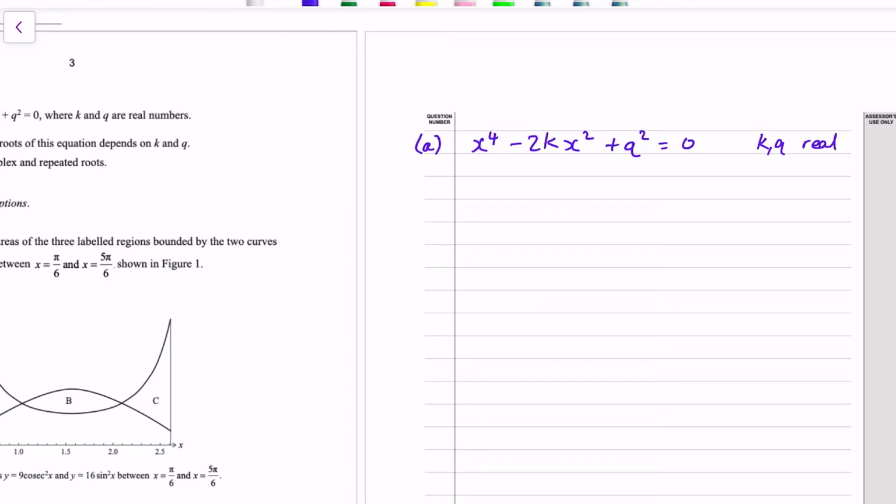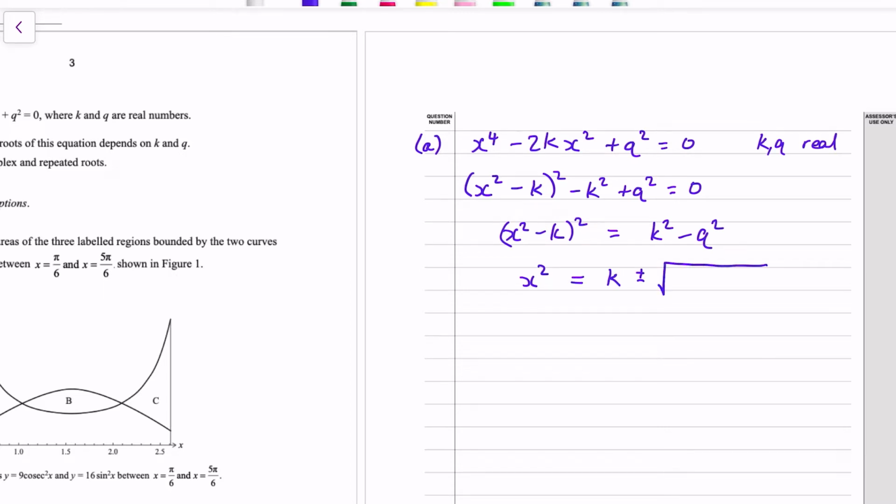So, solving this using completing the square, x squared minus k all squared gives us x to the 4 minus 2kx squared plus k squared, which I need to take away. Rearrange the equation, and we've got x squared equals k plus or minus the square root of k squared minus q squared.